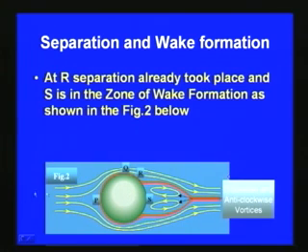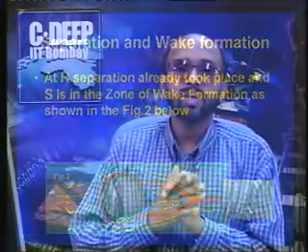So, here the free stream is coming like this, and here is a stagnation point, Q is the separation point, and R is where separation has already taken place. Then you can see the separating streamline is like this, and in this region a wake is formed. S is in the zone of wake formation, and depending upon whether we are considering a circular cylinder, the smoothness of the cylinder, and also the fluid properties, clockwise and anti-clockwise vortices may be formed depending upon the case.